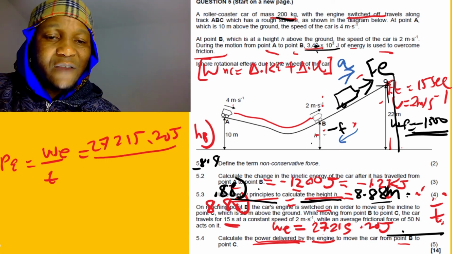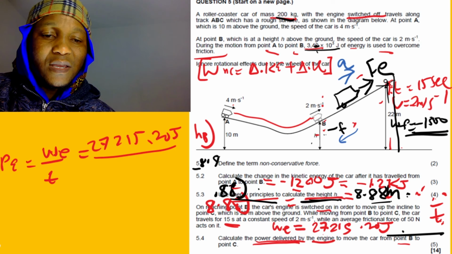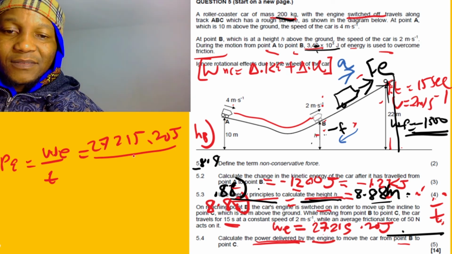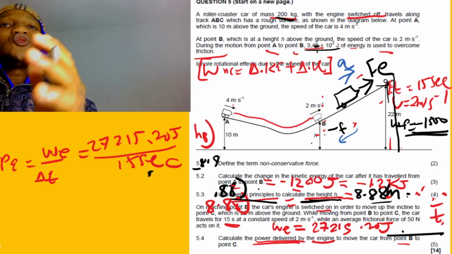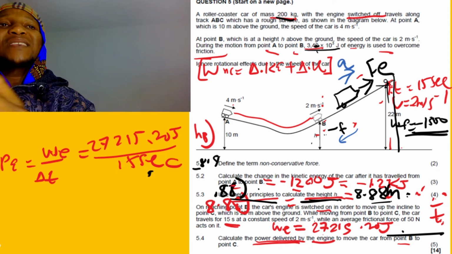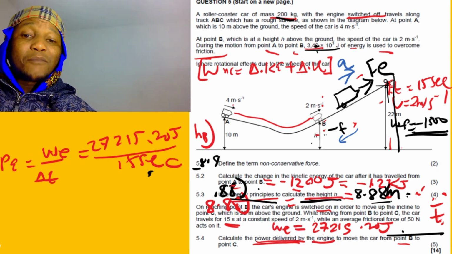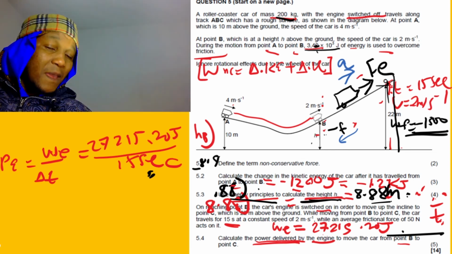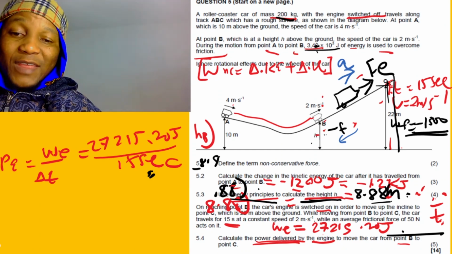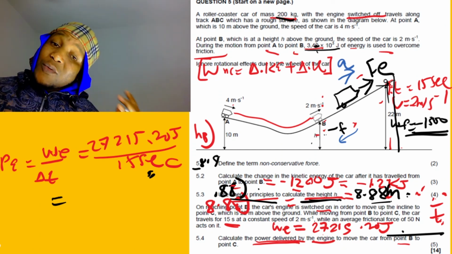How long did it take from B to C? We know. It was 15 seconds. Changing time, which is 15 seconds. Sometimes, if they give you the time in minutes or in hours, make sure you change it to seconds. Very important, because most of the time they give you this in minutes. But now they give us in seconds, so we don't have to change.